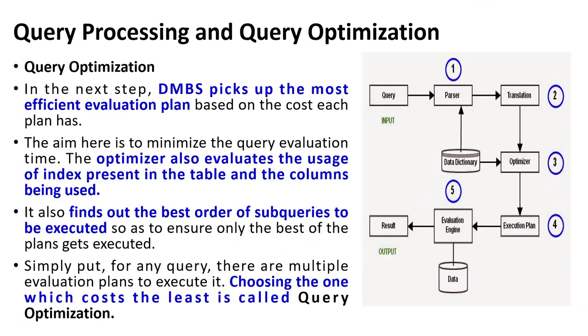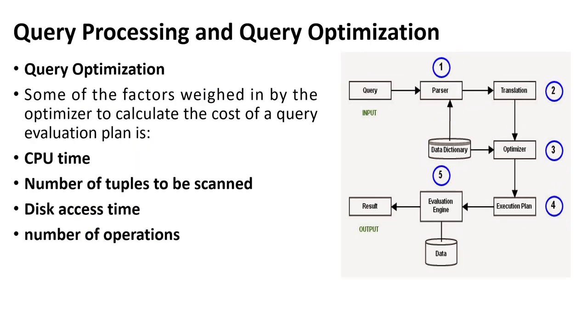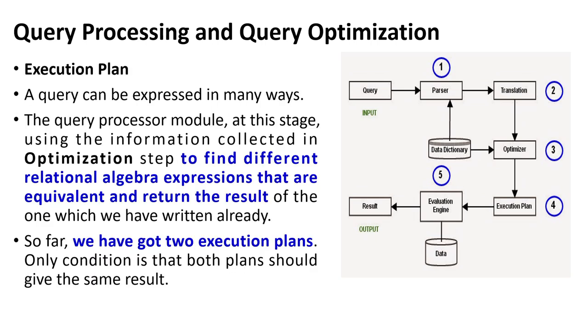Query optimization. It picks the most efficient evaluation plan based on the cost. The optimizer also evaluates the usage of indexes present in the table and the columns being used. It also finds out the best order of subqueries to be executed. Simply put, choosing the one which costs the least is called query optimization. Some of the factors are CPU time, number of tables to be scanned, disk access time, and number of operations.